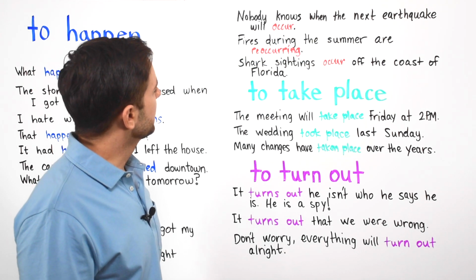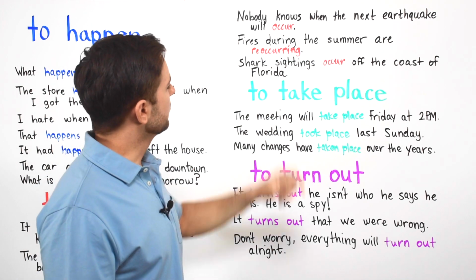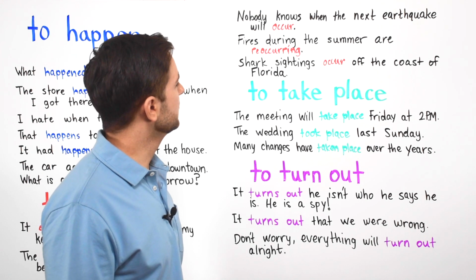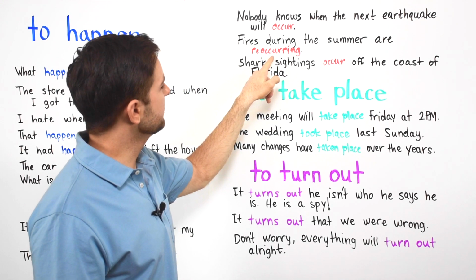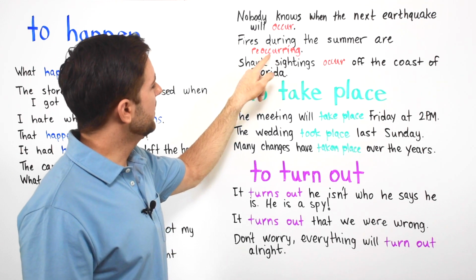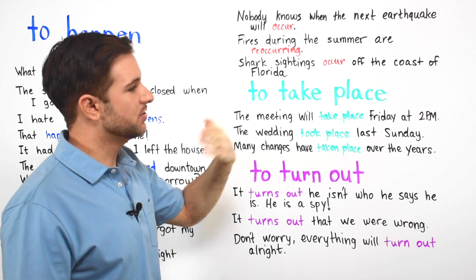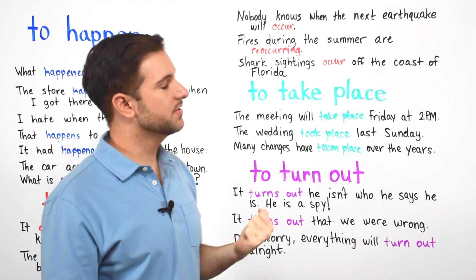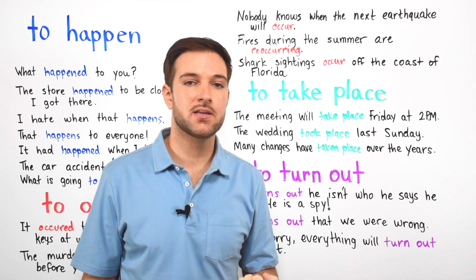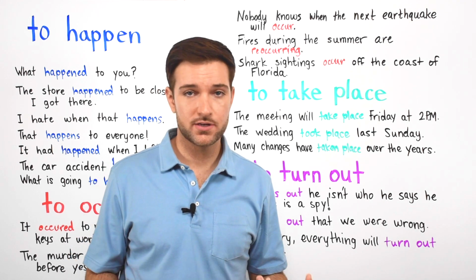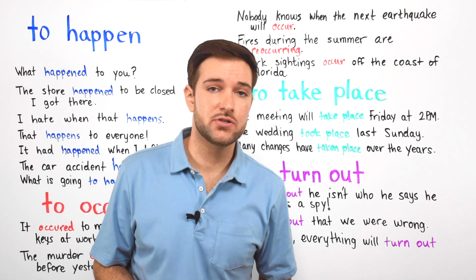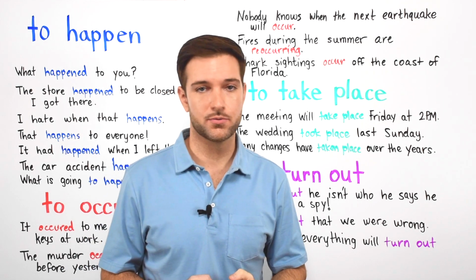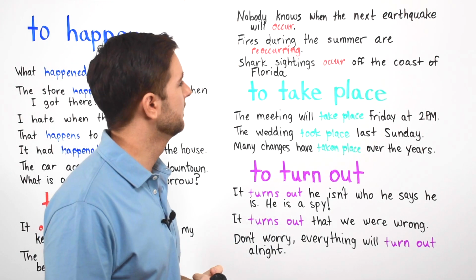All right, next. Fires during the summer are reoccurring. So in this case, we're not using it as a verb. You can see that we have RE, which is about repetition here. Now, you'll see this word, reoccurring. It's used to describe something that happens over and over and over again. So that's why we say reoccurring.